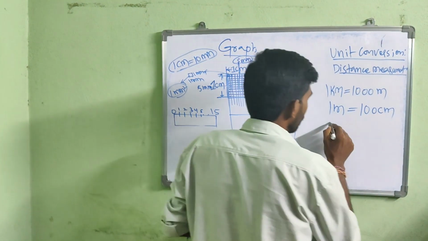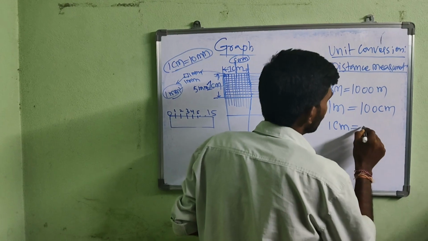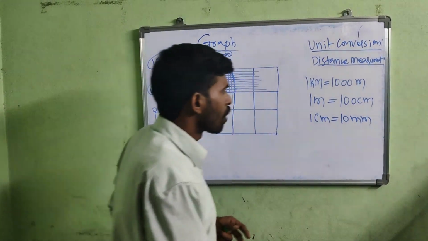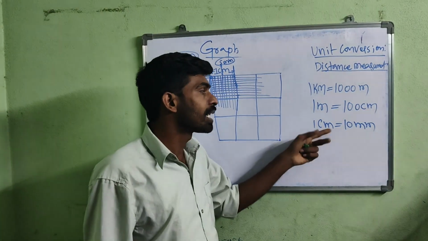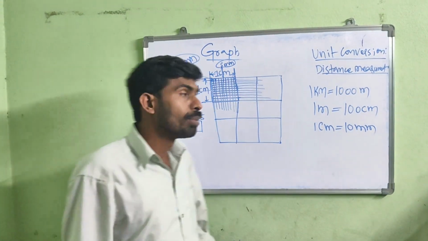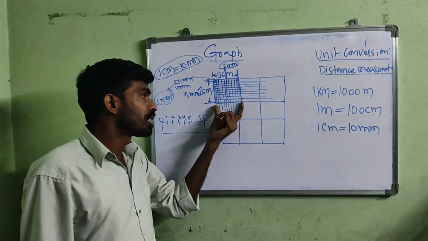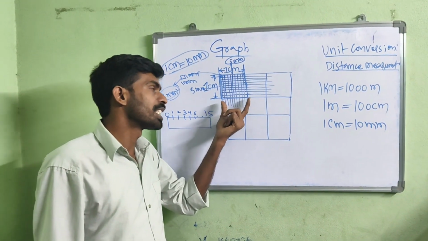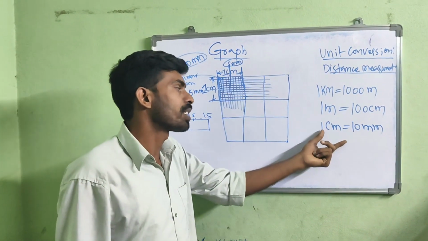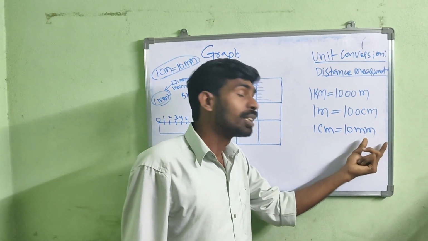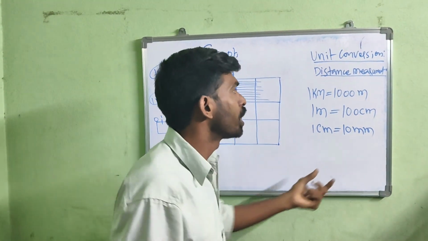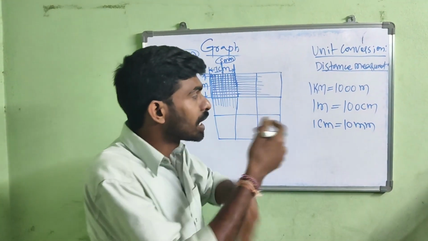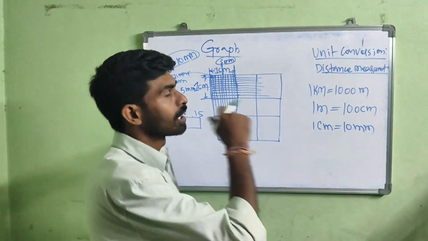Okay, next, 1 centimeter equal to 10 millimeter. Here, one box is 1 centimeter. We are dividing it into 10 divisions. Each division is 1 millimeter. That's why 1 centimeter equals 10 millimeters. Now we need to learn how to convert from kilometer to meter, meter to centimeter, millimeter to kilometer, like this.